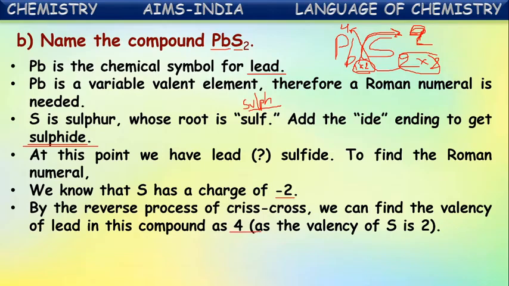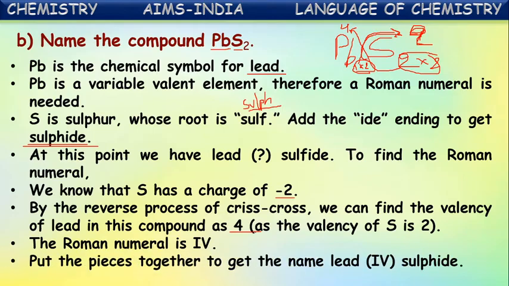So this 4 is written as the Roman numeral in between the cation name and anion name. Now the compound name becomes lead(IV) sulfide. Okay, in this way, type 2 binary compound names are given. First the cation name is written, and next the anion name is written. In between these two, a Roman numeral is written in brackets, which represents the charge or the valency of that variable valent metal in that compound.